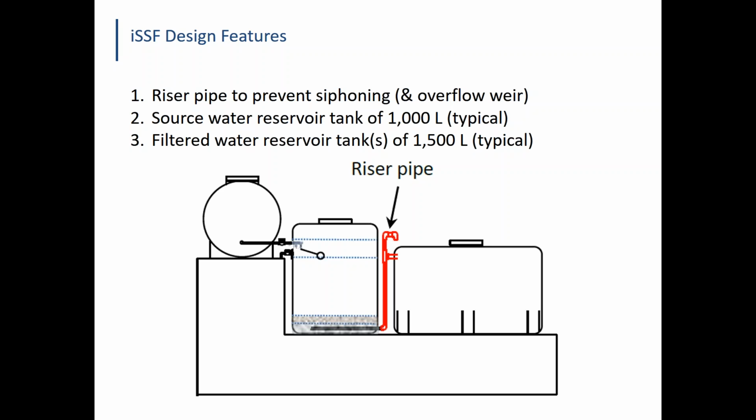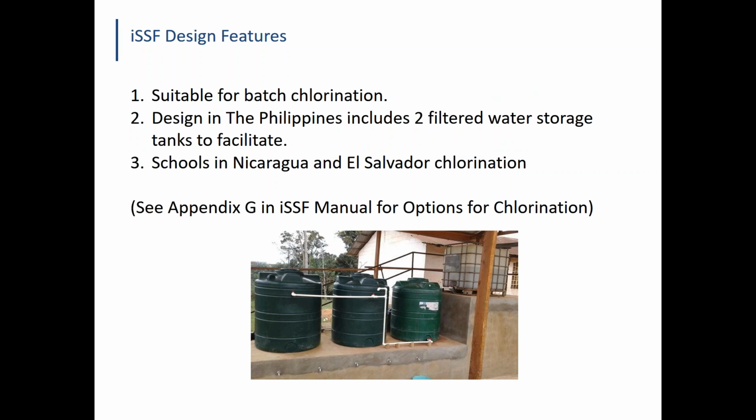Last thing I'll mention is that this system can be adapted for batch chlorination. Here's a photo of a unit in the Philippines, I believe, where there are 2 tanks for stored water. You can see them on the left there, and you can alternate between them. So fill one up, add a little bit of chlorine, and then start filling the other one, add chlorine when that's full, and alternate back and forth.